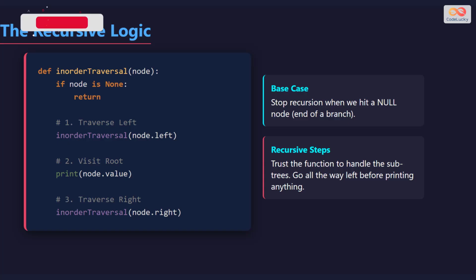Implementing this in code is elegant when using recursion. Here is the logic. We define a function, let's call it Inorder Traversal. First, we need a base case. If the node is null, we just return. If the node exists, we first recursively call the function on the node's left child. Only after that call returns do we print or process the current node's value. Finally, we recursively call the function on the right child.